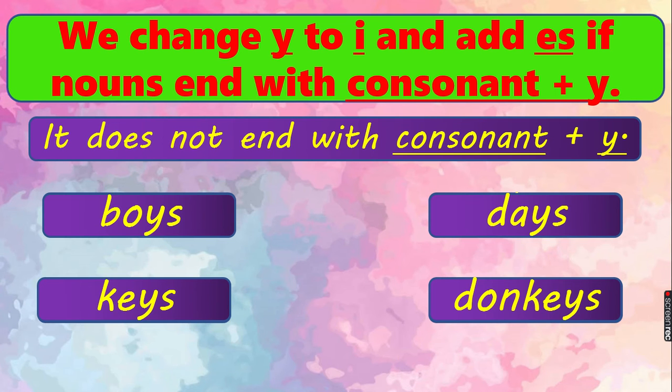Let's take, for example, words that do not end with consonant plus Y, like boy, O, Y. O is not a consonant. It's vowel Y. That's why we just add S. Boys, days, keys, and donkeys. We don't change Y to I because O is not consonant. A is not consonant. E is not consonant. So what is the example for this?